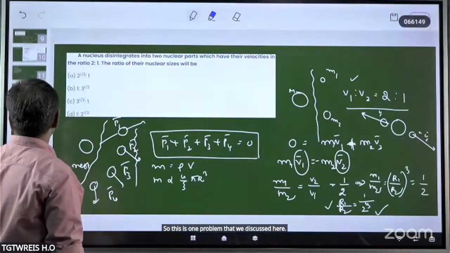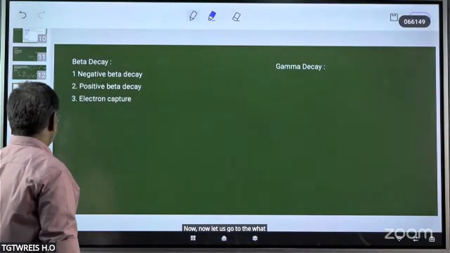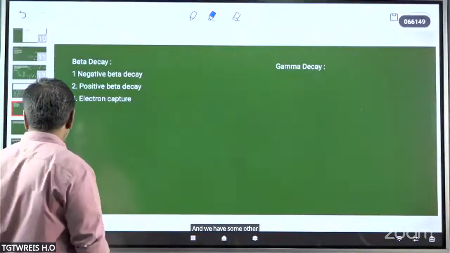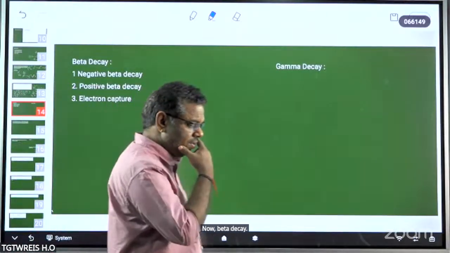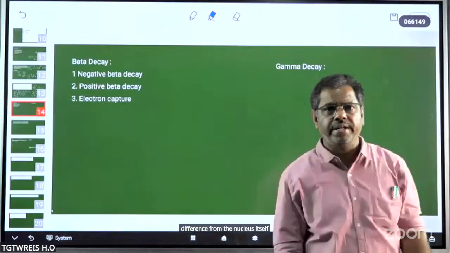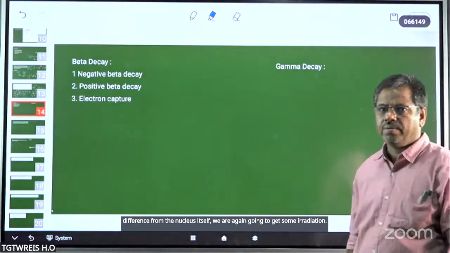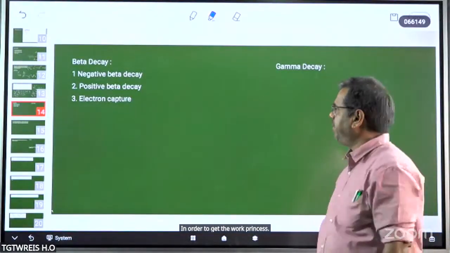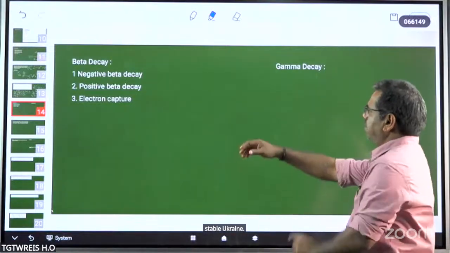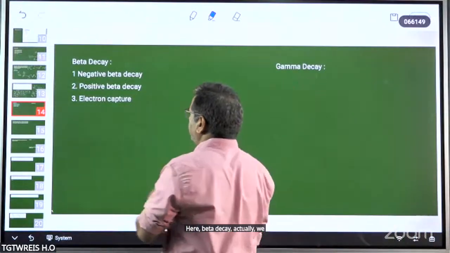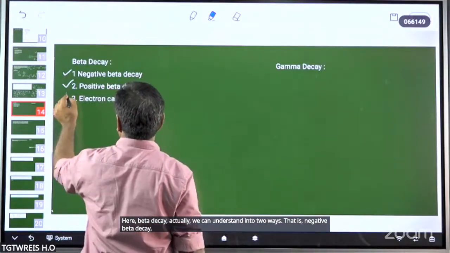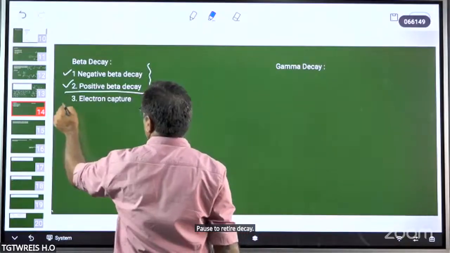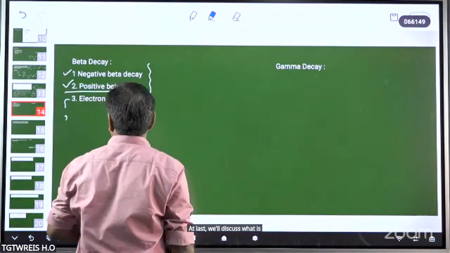Now let us go to beta decay. And we have some other problems also. Let us discuss it. Now beta decay: from the nucleus itself, we are going to get some radiation in order to get stability. Here, beta decay we can understand in two ways, that is negative beta decay and positive beta decay. At last, we'll discuss what electron capture is.